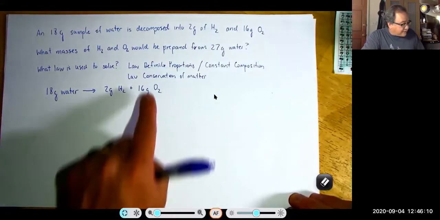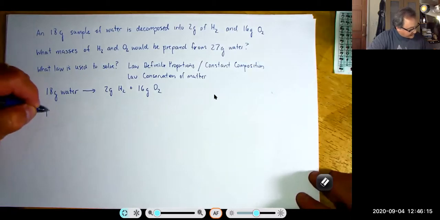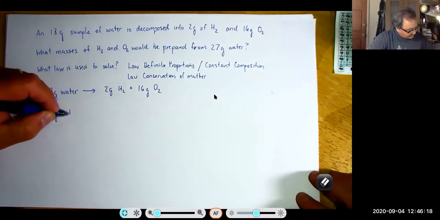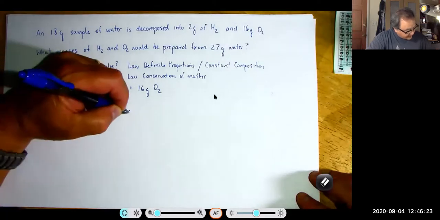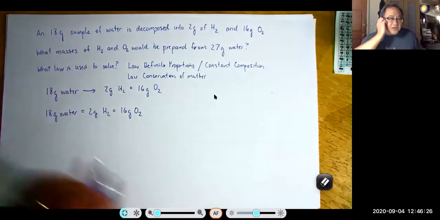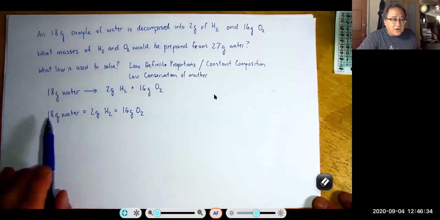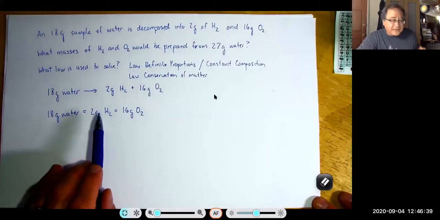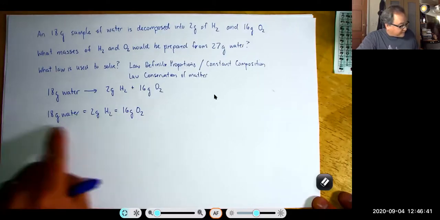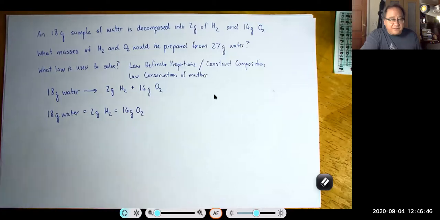We're going to use the law of definite proportions to actually solve the rest of this, and that would be this way. We can actually say that 18 grams of water is equal to 2 grams of hydrogen is equal to 16 grams of oxygen. And the word I should be saying here is not equal, but equivalent to. So this means that if you start with 18 grams of water, when you're done, you will get the equivalent of 2 grams of hydrogen and 16 grams of oxygen. So I put all of these as equal, okay? Because they're equivalent, if you will.